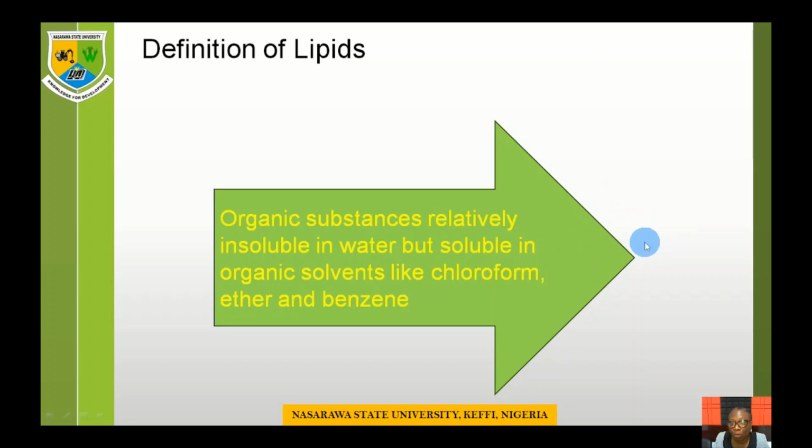For example, in your house, you have oil, your palm oil, your vegetable oil. If you drop it inside water, you will see that it does not dissolve properly inside water. So they are organic substances which are relatively insoluble in water.